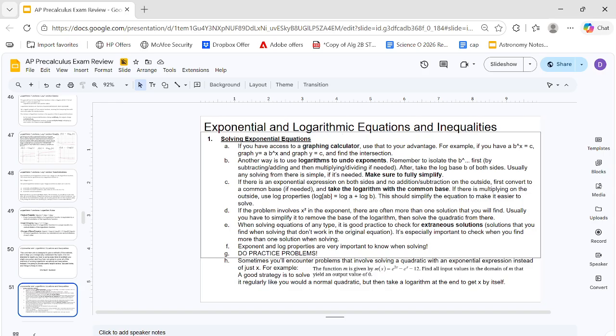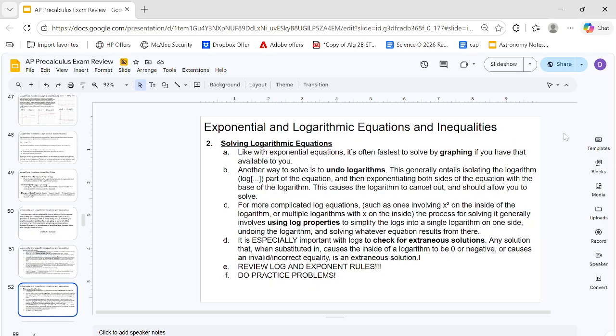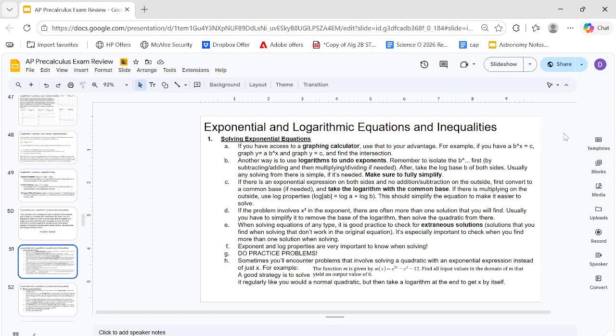There's a lot of stuff about logarithmic equations and inequalities. You should already know how to do this. I really can't go through all this. It's supposed to be a quick review. Generally, try and always solve with graphing for exponential and logarithmic equations.